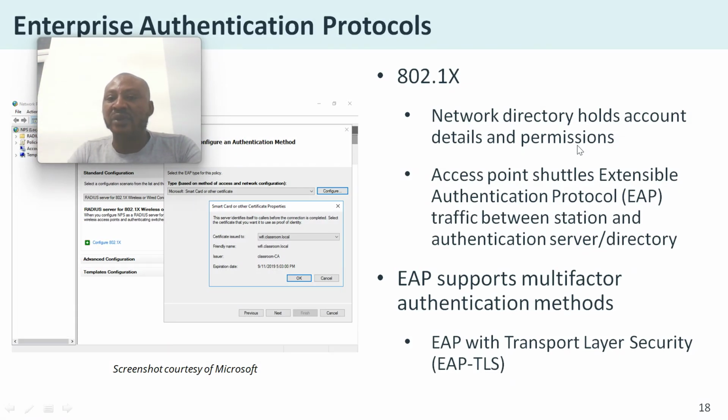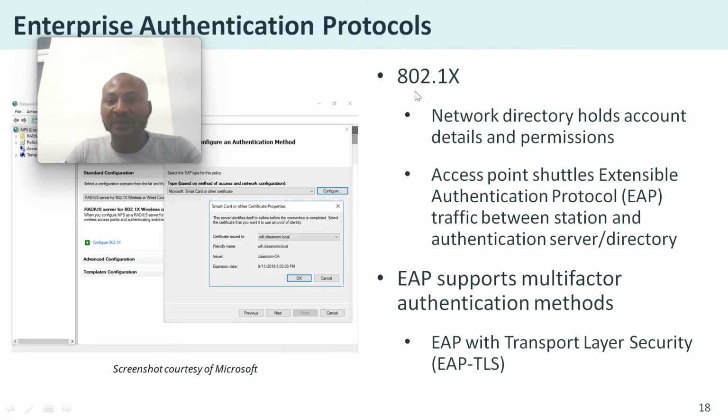Then of course we also have what we call the Extensible Authentication Protocol, EAP. What EAP does is ensure that we have different forms of authentication methods, like smart cards. If you want to use smart cards or different forms of authentication methods, that's what EAP supports. EAP supports multi-factor authentication methods.